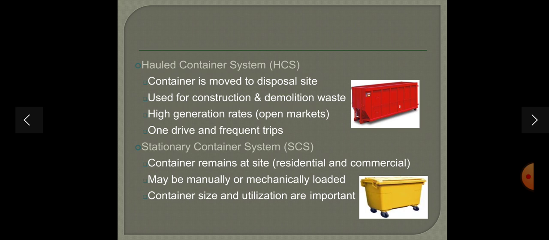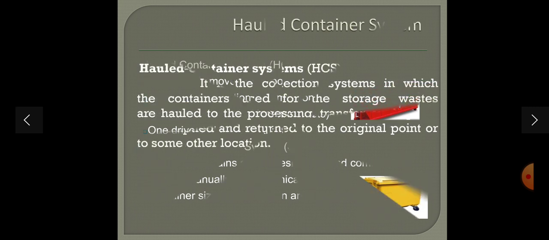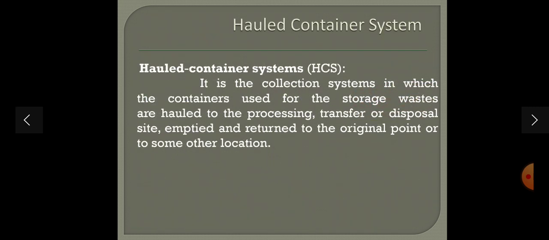And in both cases what we have to see is that the size of the container is very important, and even the utilization. Now we can define the hauled container system as the collection system where the containers are used for storing the waste, and these are then hauled to the site where it is being processed, or maybe to the transfer station or disposal site. And then at these sites the waste will be emptied from the container, and later it will be returned to the original point, or maybe even to some other location where it shall be used for collecting the waste. So this is what we call a hauled container system.